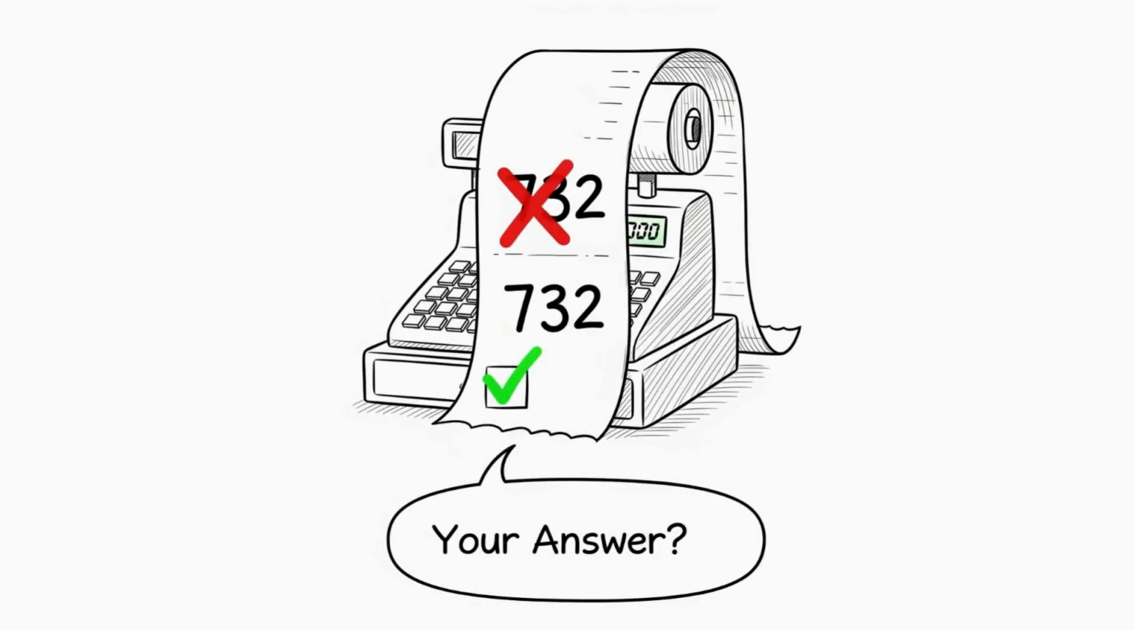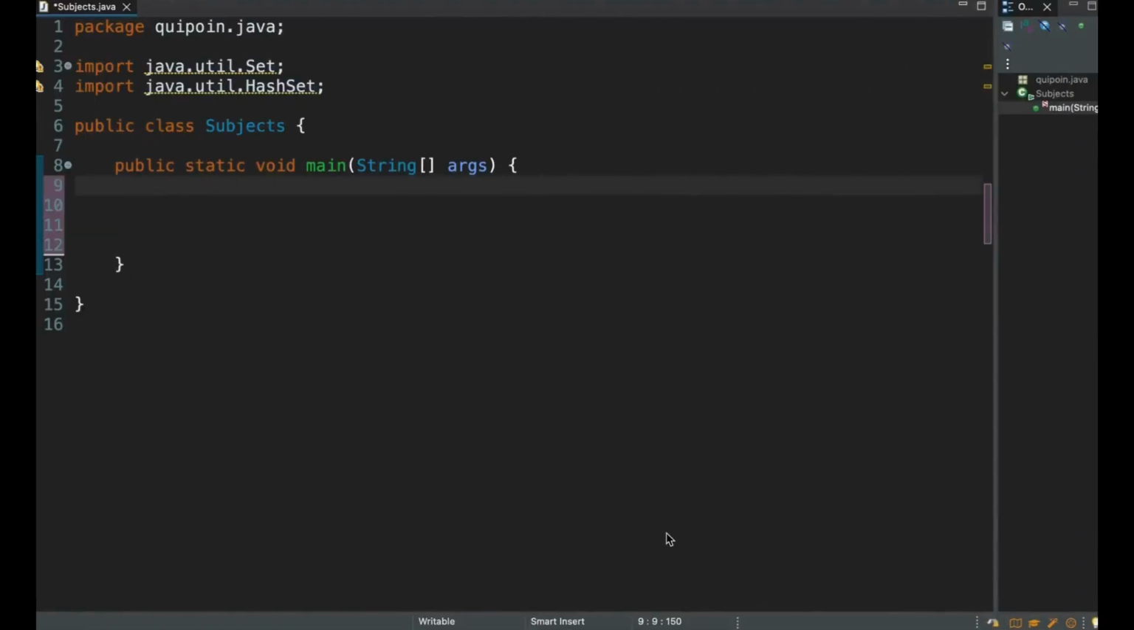Now, if I add the same roll number twice in a set, how many times do you think it will be stored? Once or twice? Comment below.